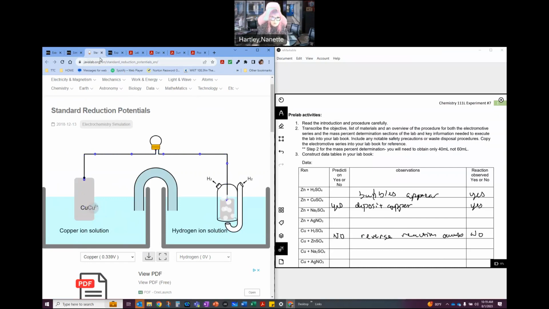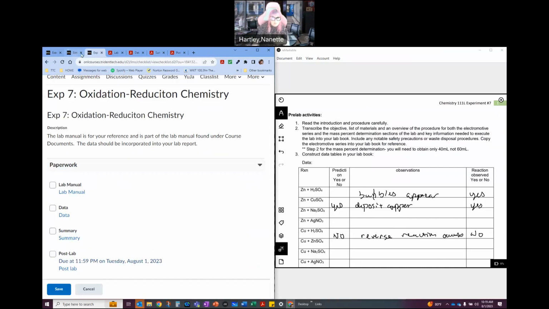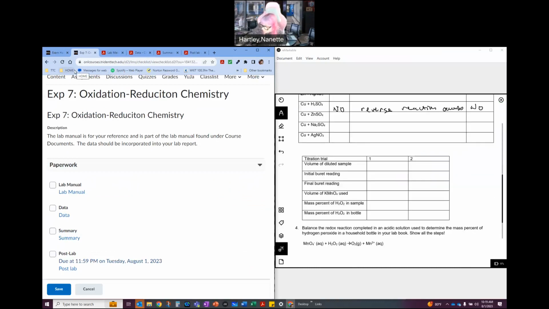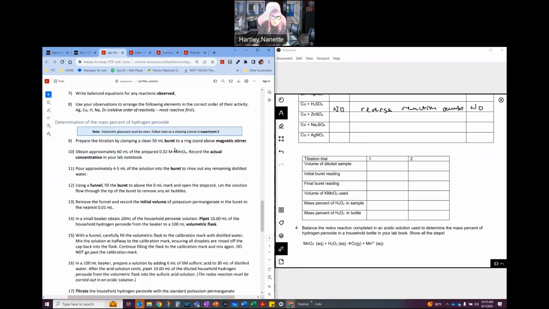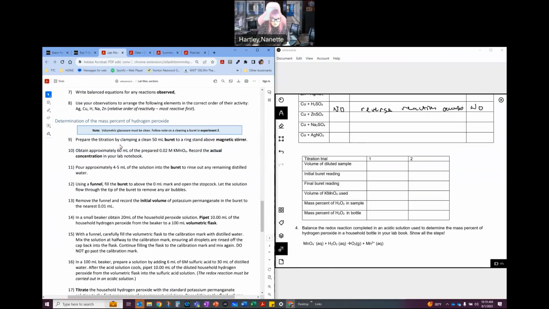Now, when we talk about the rest of this, we're going to be looking at that titration that we're talking about here. So we have a titration trial, and this all comes from the information in the lab manual. So if I go to my lab manual and I scroll down a bit, I see the determination of mass percent of hydrogen peroxide. Okay. And it says to prepare the titration, we put our burette in there, we fill it with approximately 0.02 molar KMnO4. We need to see what the actual concentration is.